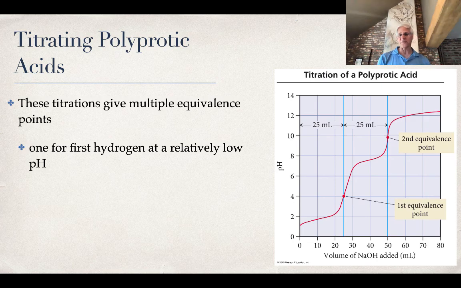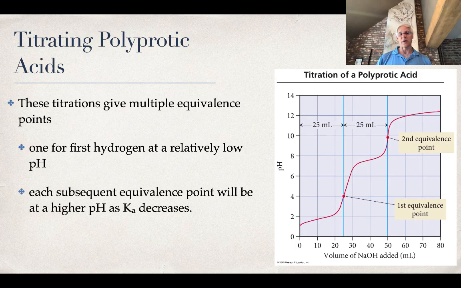You get 1 for the first hydrogen. That'll be at a relatively low pH, depending on what the Ka is. The lower the Ka, the lower the equivalence point is going to be as far as the pH. And then each subsequent equivalence point will be at a higher pH as that Ka decreases. What that means is you have to get more and more basic to get that hydrogen off of your polyprotic acid there.